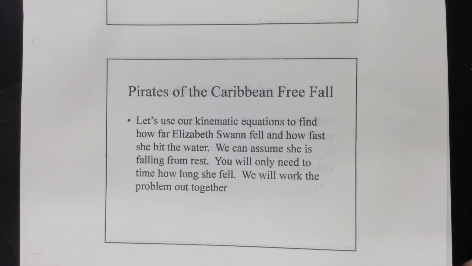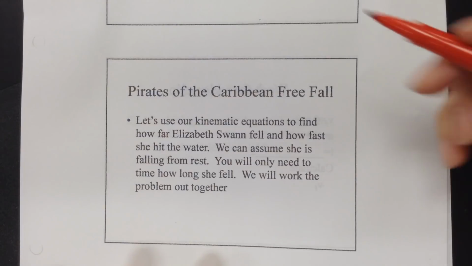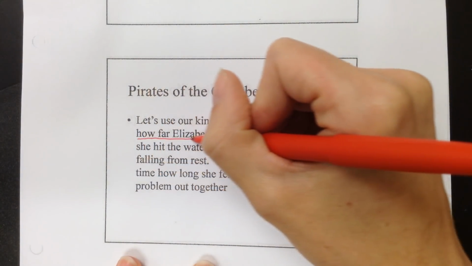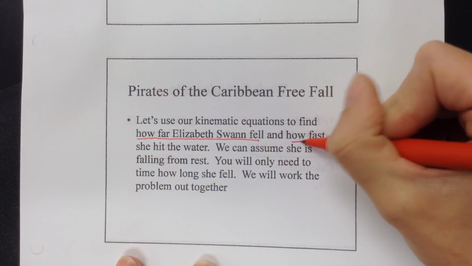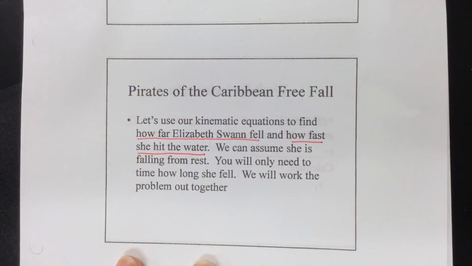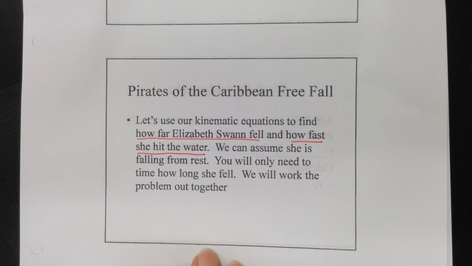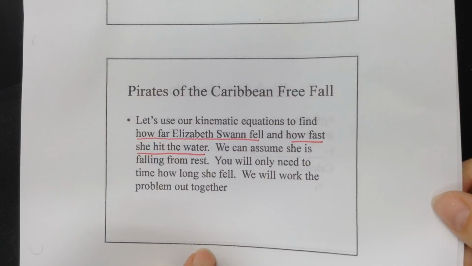So we're going to go ahead and work through our example problems now. And I do have a video clip from the Pirates of the Caribbean. We're going to use our kinematic equations to find how far Elizabeth Swann fell and how fast she was going when she hit the water. The only thing is, you're not going to watch the video clip. We're going to just work right through the problem here.